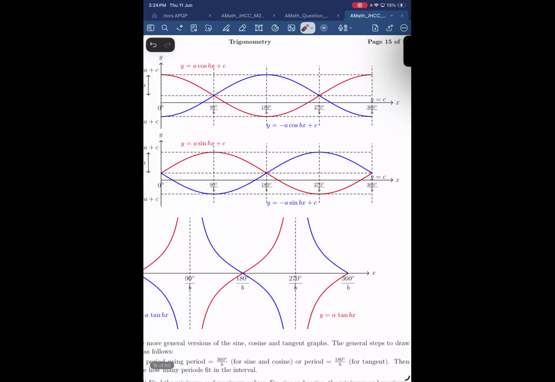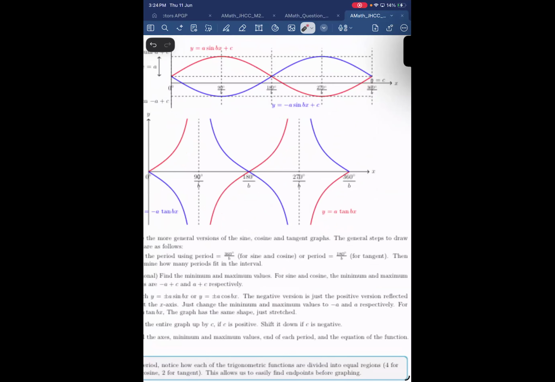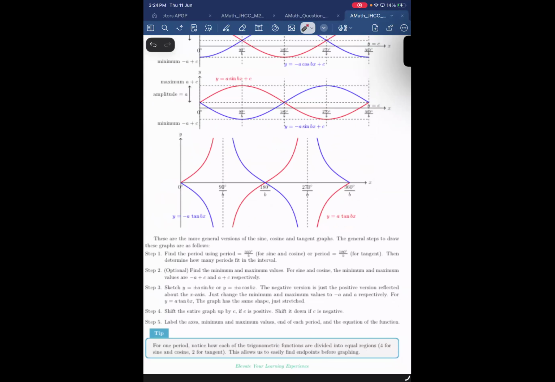Any questions for this? So these are the general graphs. Really the steps are, as I mentioned: find the period, 360 degrees divided by b for sine and cosine, and 180 degrees divided by b for tangent. Then you determine, in your range, how many periods or cycles there are. Then what I like to do is to find the minimum and maximum values.